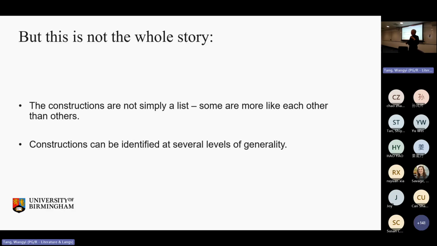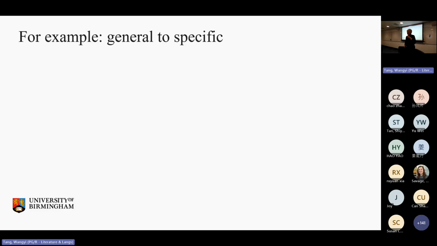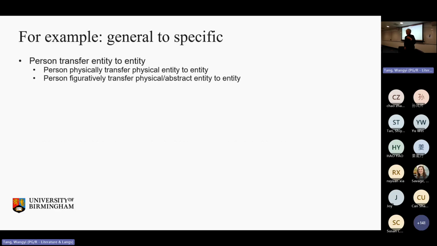So of course, my answer to all of those questions is always it's both. So for example, if we go from general to specific, we can talk about a person transfers an entity to an entity. So this is one use of the verb noun to noun pattern. And it can be a person physically transfers a physical entity, or figuratively transfers a physical or an abstract entity.